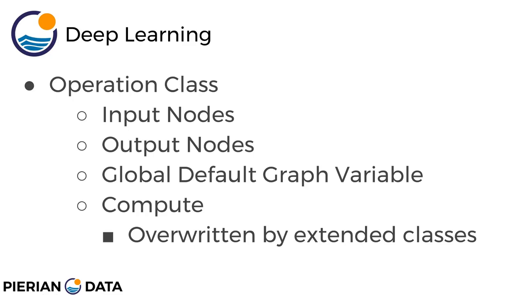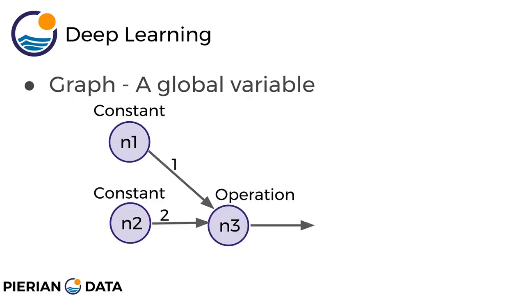Inside of this operation class, we'll also have a global default graph variable, which we'll explain in a second, and then we'll have a compute method. This compute method is going to be essentially overwritten by an extended class that inherits this operation class. So let's discuss a little bit about what a graph looks like, and what's going to happen with this compute method. A graph is essentially going to be a global variable, and the reason we're using this term graph is because TensorFlow runs off graphs.